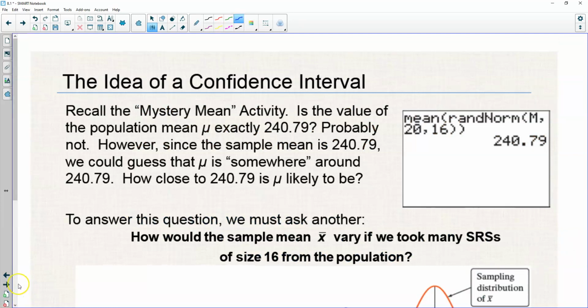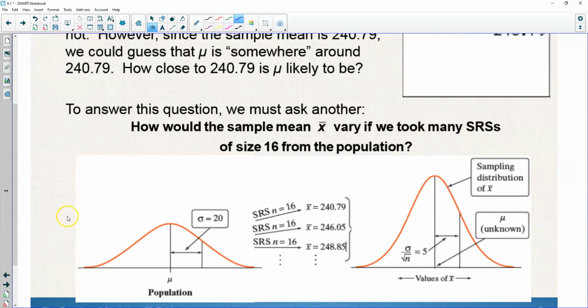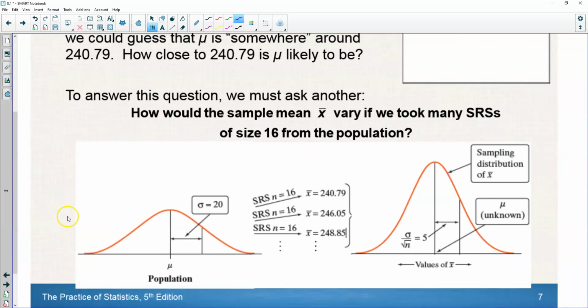Okay, so now we're looking back at this mystery mean activity. We had the example of 240.79. We could guess that it's probably somewhere around there, but we don't know how close it would be. So to answer this question, we ask another question: how would a sample mean x bar vary if we took a lot of simple random samples of size 16 from the population? So here we're trying to find mu, the population mean.